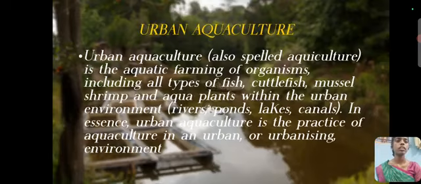The third one is urban aquaculture. Urban aquaculture is the aquatic farming of organisms including all types of fish, cuttlefish, mussel, shrimp and aquatic plants within the urban environment like rivers, ponds, lakes and canals. In essence, urban aquaculture is the practice of aquaculture in an urban or urbanizing environment.